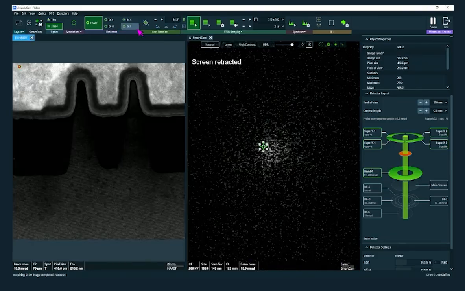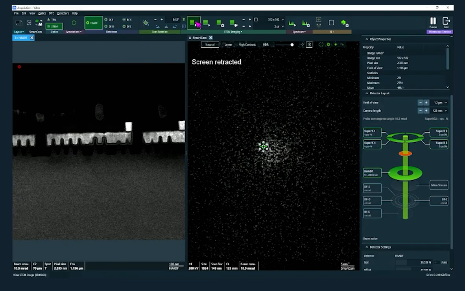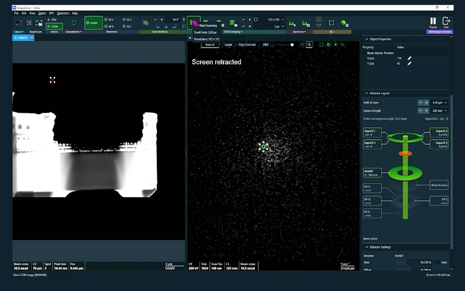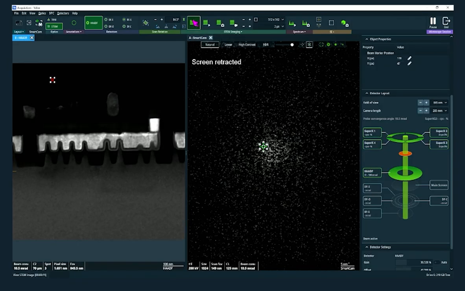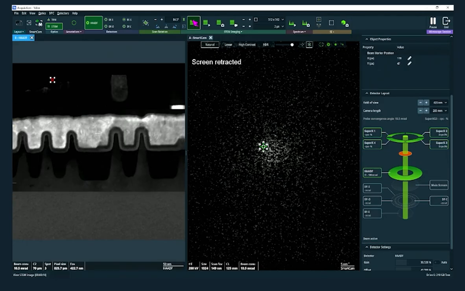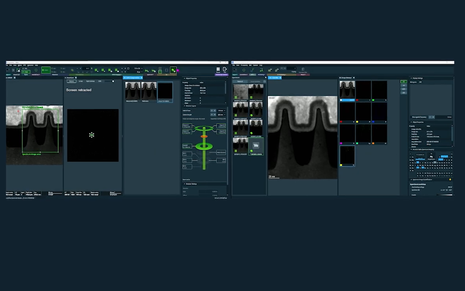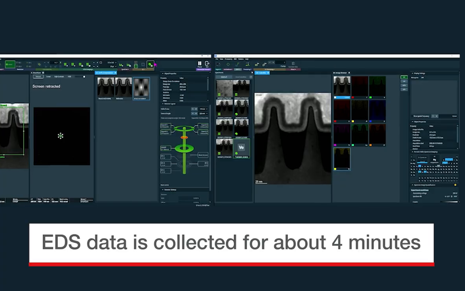Save time by seamlessly transitioning from high-resolution imaging to EDS acquisition mode by loading preset conditions and alignments. The image is optimized, and we can start acquisition right away. In this example, EDS data is simultaneously collected for about 4 minutes.